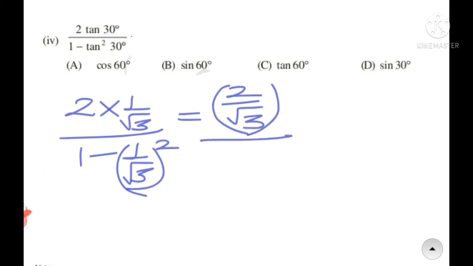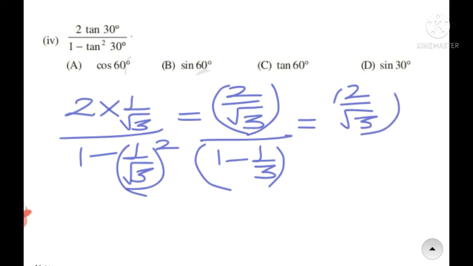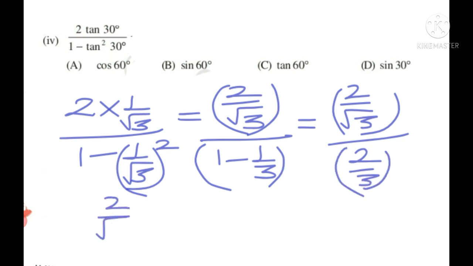If you give a separate bracket like this, you will never commit a mistake. In the denominator, I have 1 minus 1 by 3, which gives me the numerator as it is, no change. And in the denominator, I have 3 ones are 3 minus 1, 2 by 3. So do it in a single step. Now just reciprocate. 2 by root 3 multiply by 3 by 2.